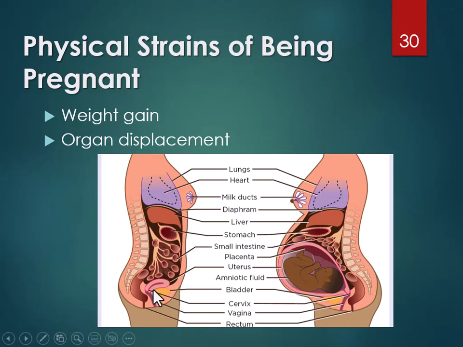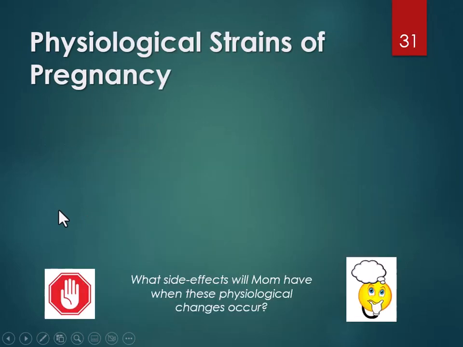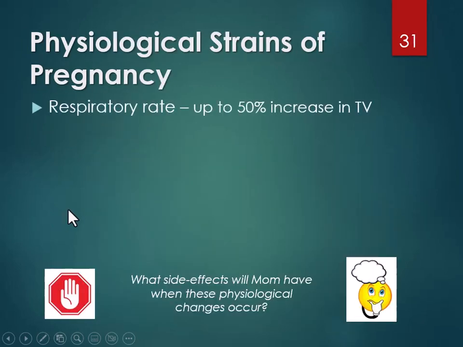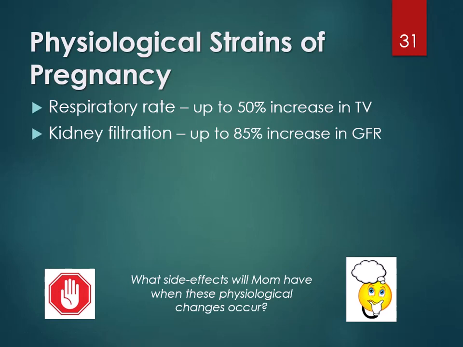Notice in this picture the uterus is tipped over top of the bladder, and that makes the woman feel like she's got to pee all the time, although it'll tip back a little bit during the 2nd trimester to give her a little bit of a relief. But pretty much by the end you can see this baby is just using that bladder as a springboard. Some other things that happen: your respiratory rate will increase up to 50%, even though your lungs are kind of squished. Kidneys will filter up to 85% more because it's not only filtering your stuff, but it's filtering the baby's waste as well. Cardiac output can go up 40%.